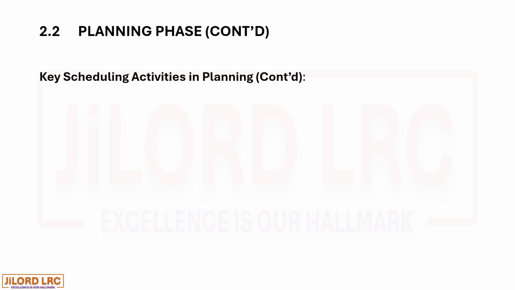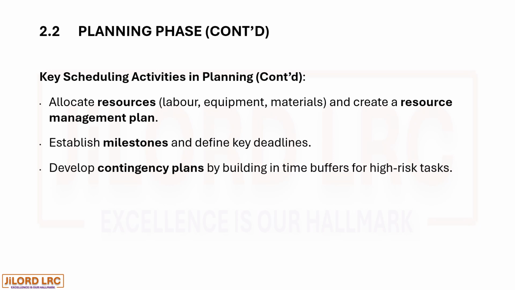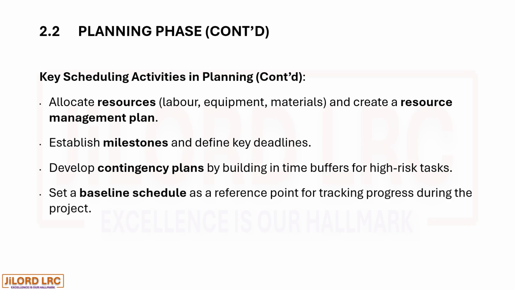Continuation of key scheduling activities in planning. Allocate resources. At this stage, labor, equipment, and materials are allocated, and this leads to the creation of a resource management plan. Establish milestones and define key deadlines. At this stage, the development of contingency plans by building in time buffers for high-risk tasks. Set a baseline schedule as a reference point for tracking progress during the project.